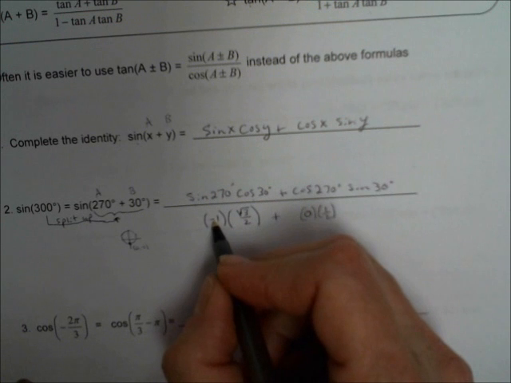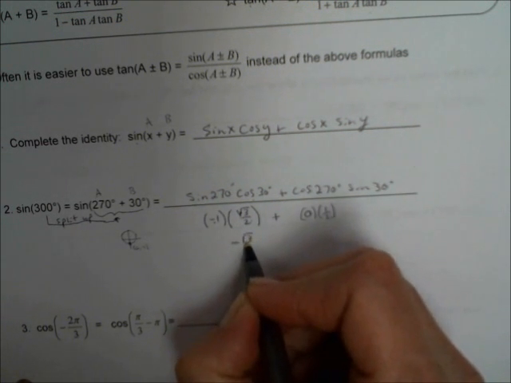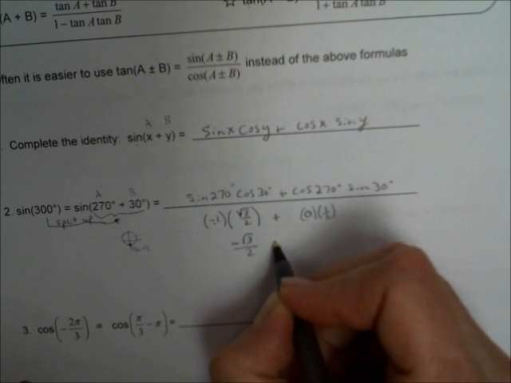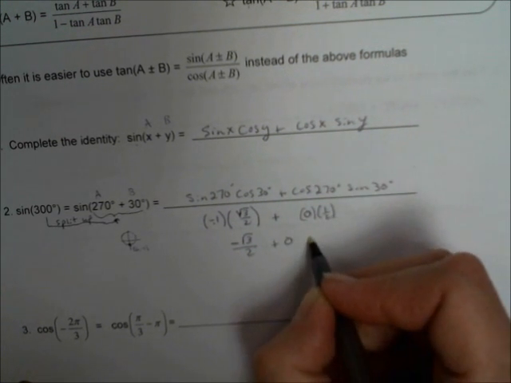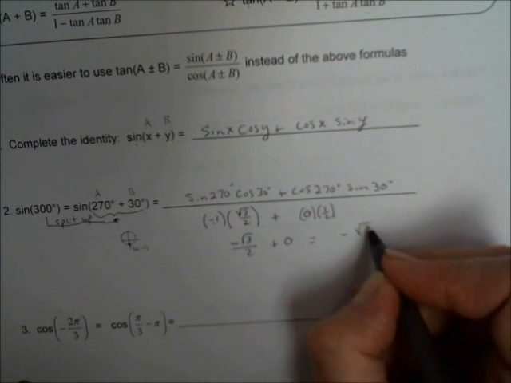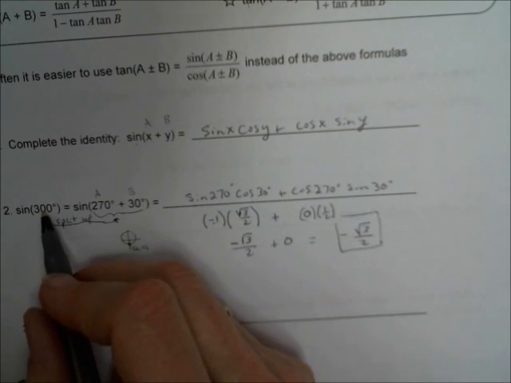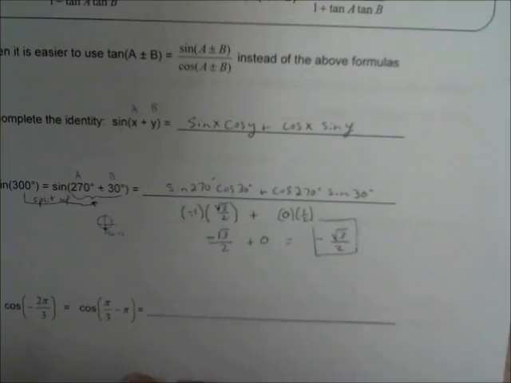So we have -1 times the square root of 3 over 2, which is negative square root of 3 over 2, and 0 times anything is 0. So the final answer, the sine of 300 is negative square root of 3 over 2. So we've found the sine of 300 by splitting it up and using the formulas up here.